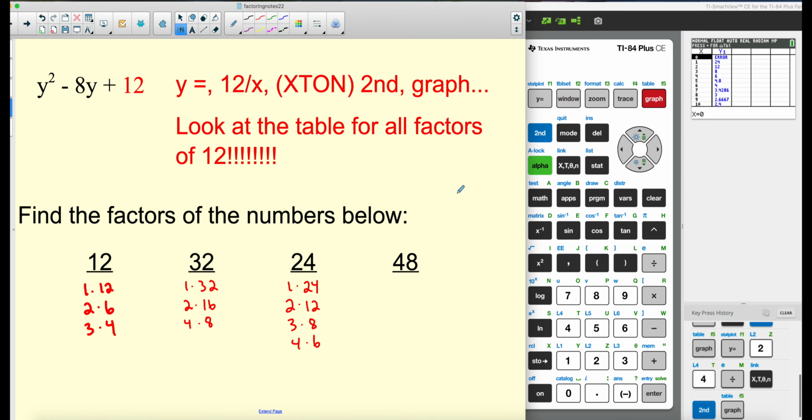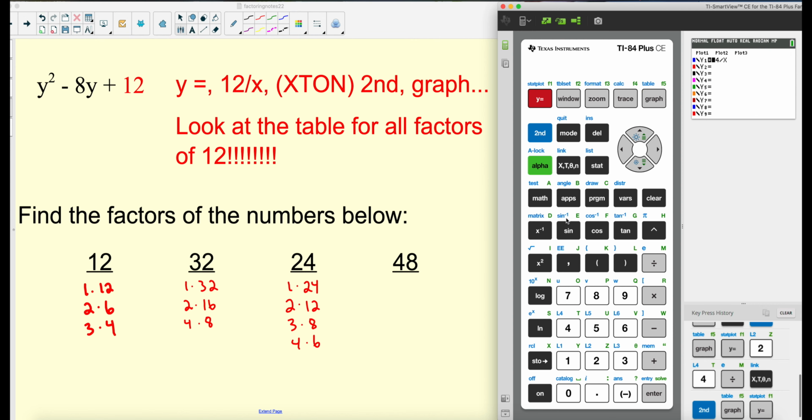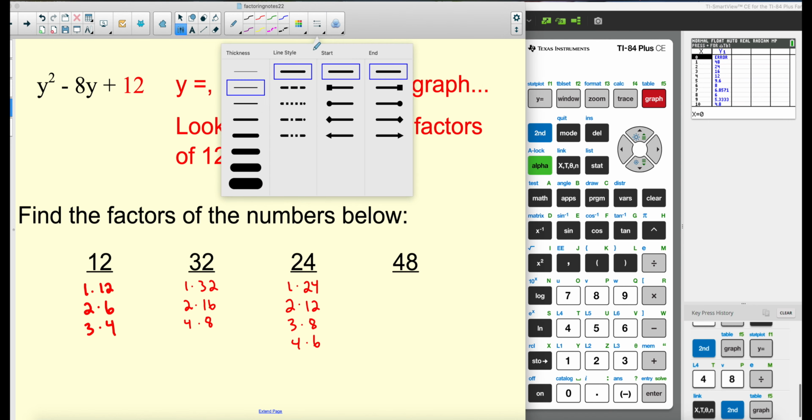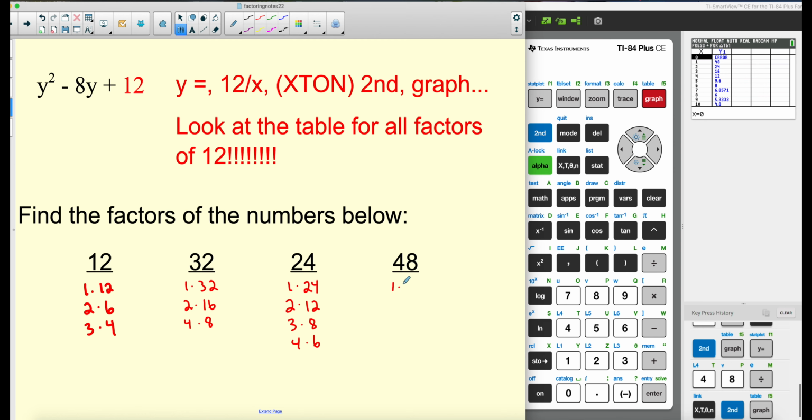Let's do one more. Once again, hit the Y equals button. We want 48, so you put 48 divided by X, and then you hit second, graph. Boom, there you go. And then you write them the way I'm writing them here. So we have 1 times 48, 2 times 24, 3 times 16, 4 times 12, and 6 times 8. And there you go.